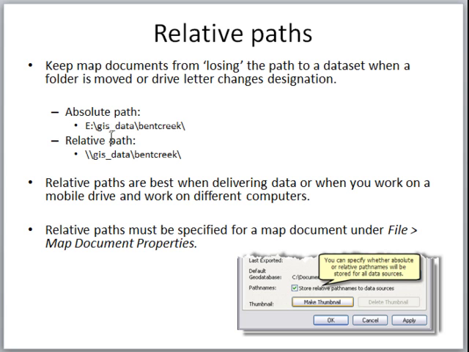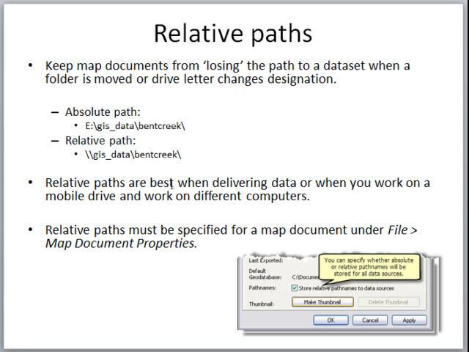So if you were to move this Bent Creek folder to another location, it wouldn't be in the E GIS data folder anymore, and the paths to where that data are would break. Also, it often happens when you're working with a flash drive, especially in a school environment, when you work in here with a flash drive and you plug your flash drive in and it's designated the G drive in here, and then you go home and your computer, when you plug in the flash drive, it gets a different drive letter. Storing relative paths doesn't store the drive letter in the path.